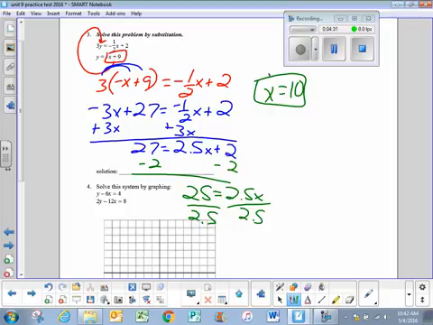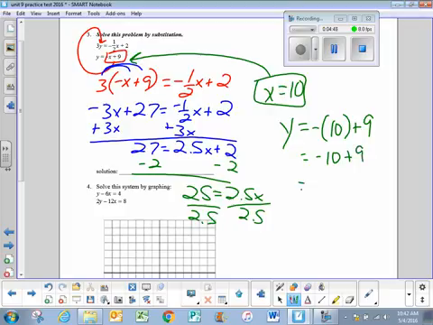If x is 10, I'm just going to plug into the easier equation. I think that one's way easier, right, Bridget? Y equals negative (10) plus 9. The reason I put the 10 in parentheses is that's what I'm putting in for x. Negative 10 is negative 10, plus 9, which is negative 1. Y is negative 1. What is my answer? 10, negative 1.